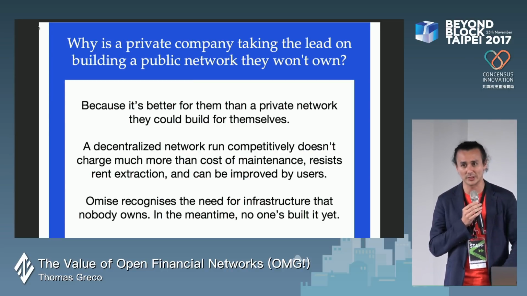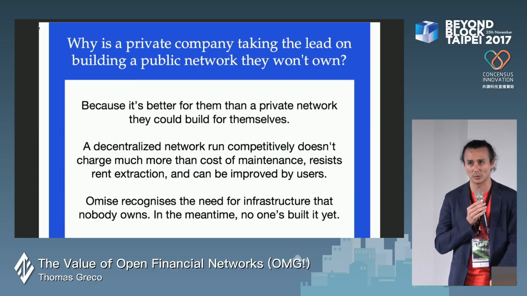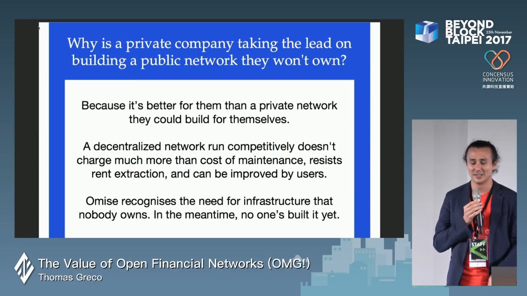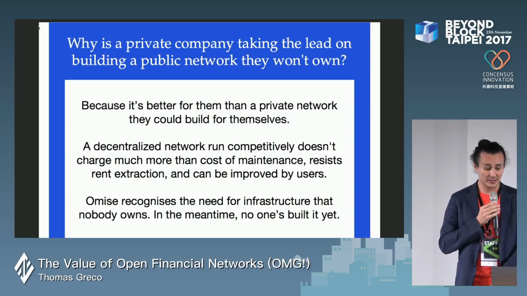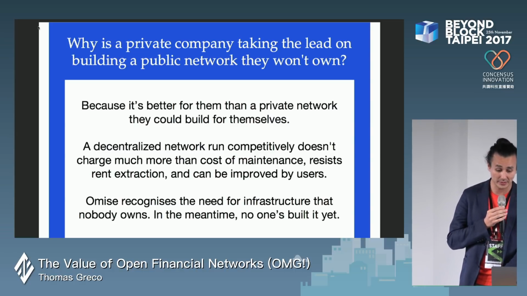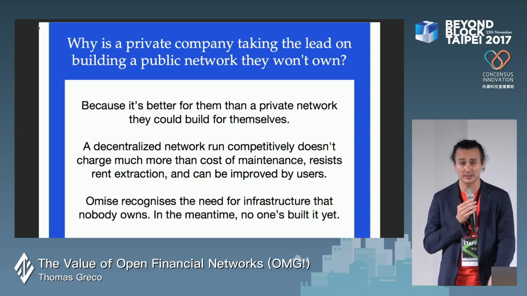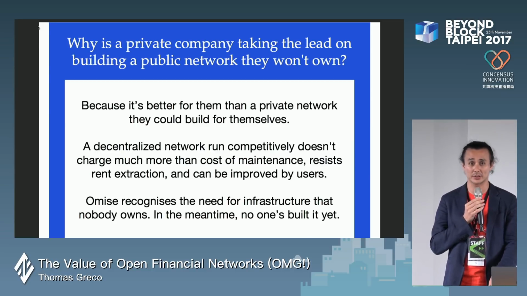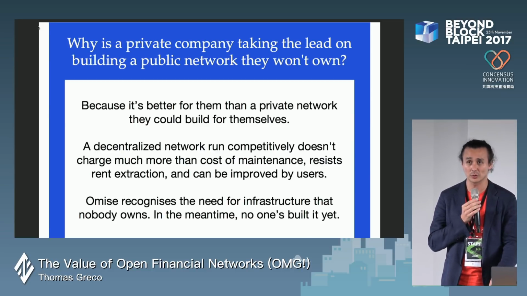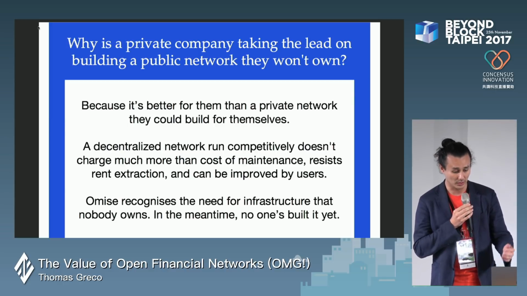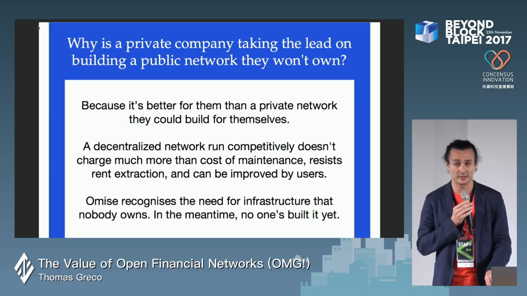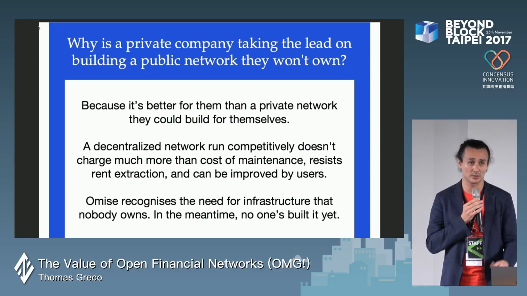The only thing that maybe looked more interesting was that it was more safe, but who wants that? A decentralized network runs competitively, does not charge much more than the cost of maintenance, resists rent extraction mechanisms, and can also be iterated upon, improved by the users. So Omise recognized the need that this infrastructure should exist, since no one had built it yet. And that's really just basically it.